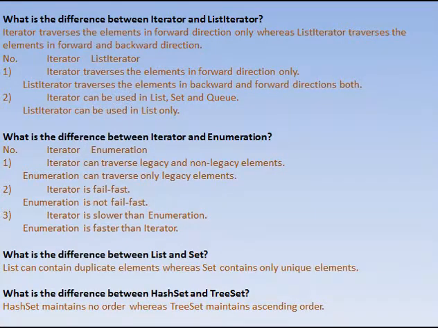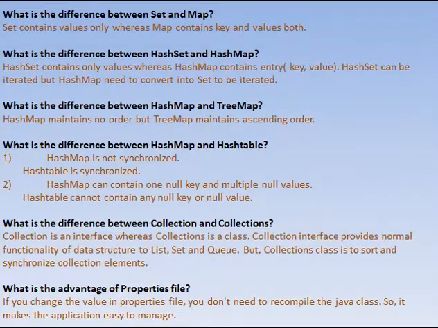What is the difference between list and set? List can contain duplicate elements, whereas set contains only unique elements. What is the difference between HashSet and TreeSet? HashSet maintains no order, whereas TreeSet maintains ascending order. What is the difference between set and map? Set contains values only, whereas map contains key and values both.